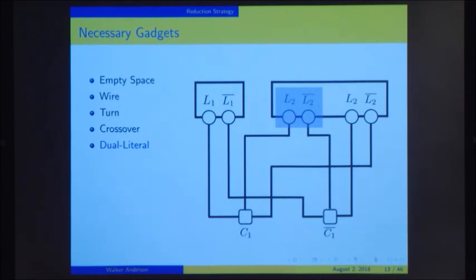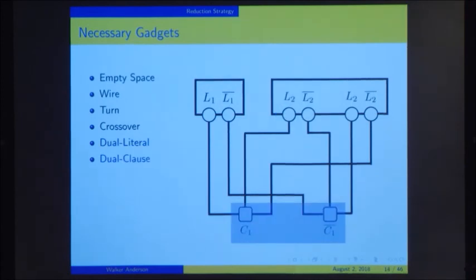I need a gadget that's capable of representing 2 adjacent literal nodes. Remember that these always come in pairs. And I need a gadget that represents both the clause node and its corresponding negated clause node. Every clause node will have a corresponding negated node.